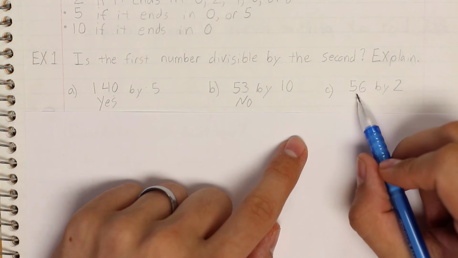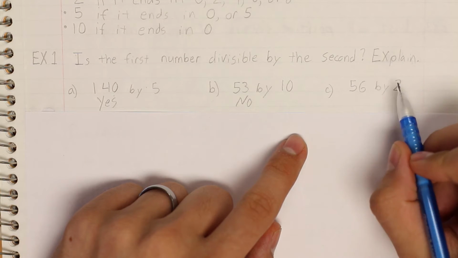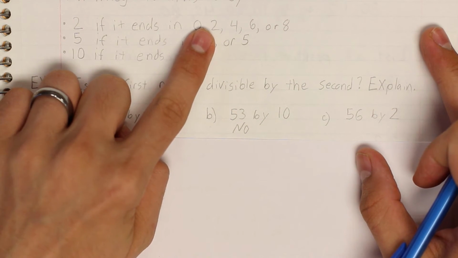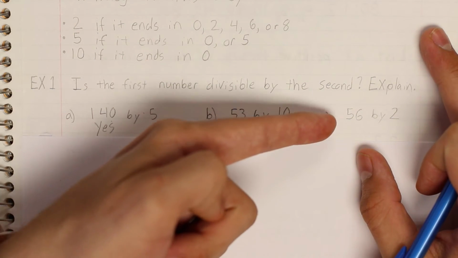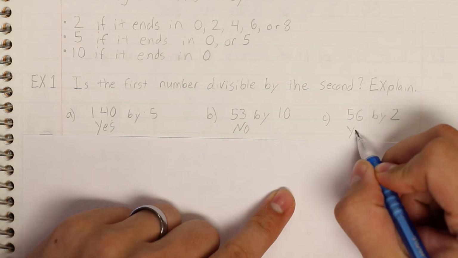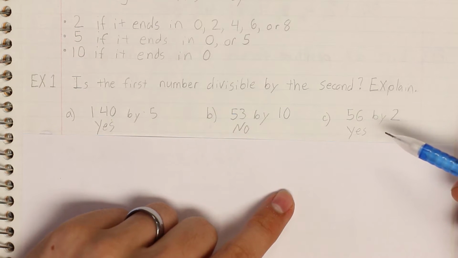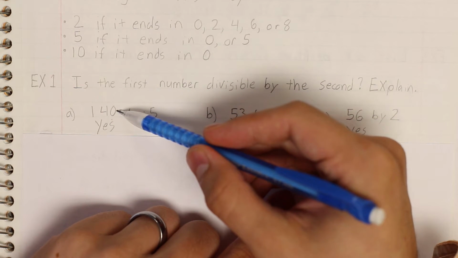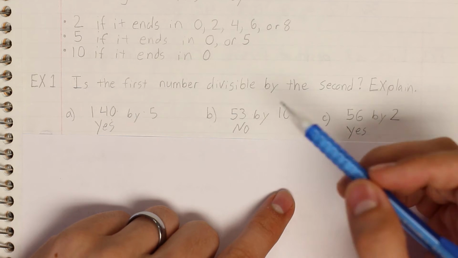Over here, you have 56 divisible by 2. Well, what does it have to have? It has to end in a 0, a 2, a 4, a 6, or an 8. Does it have one of those? It does. It ends in a 6. So this is a yes because it ends in a 6. Remember, any even number is divisible by 2. This is divisible by 2. This over here is divisible by 2, but this one's not, okay? That one does not work out.